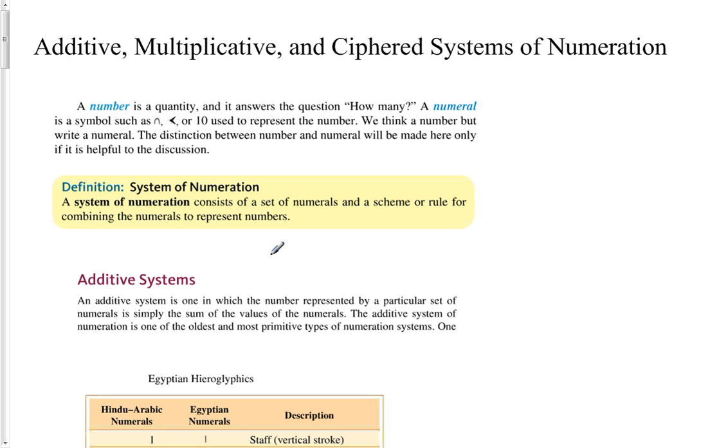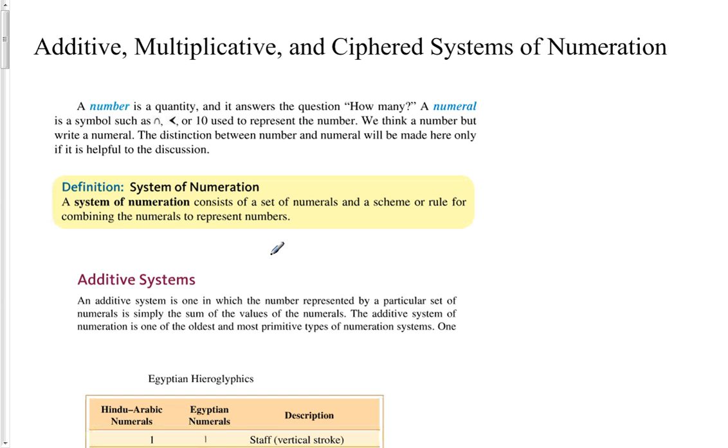So now we're going to begin a discussion of different systems of numeration. The first thing I want to point out is the difference between a number, which is a quantity, and is actually an abstract thing. It is the answer to the question how many. You can have three things and you can see three things, but you can't see the number three.